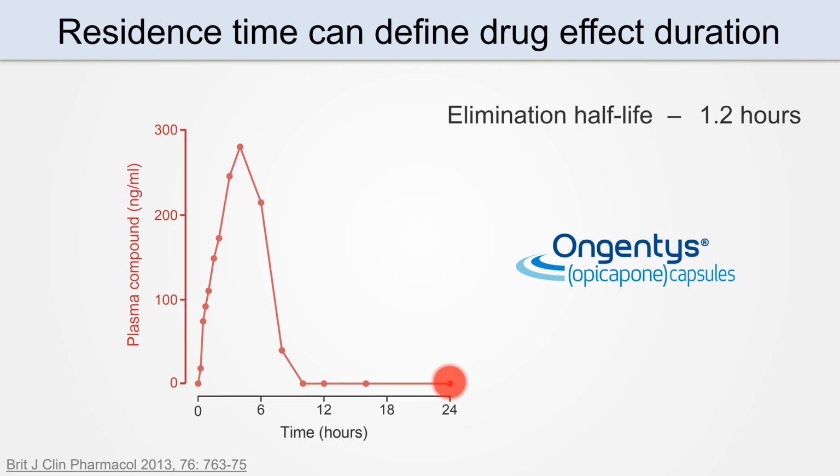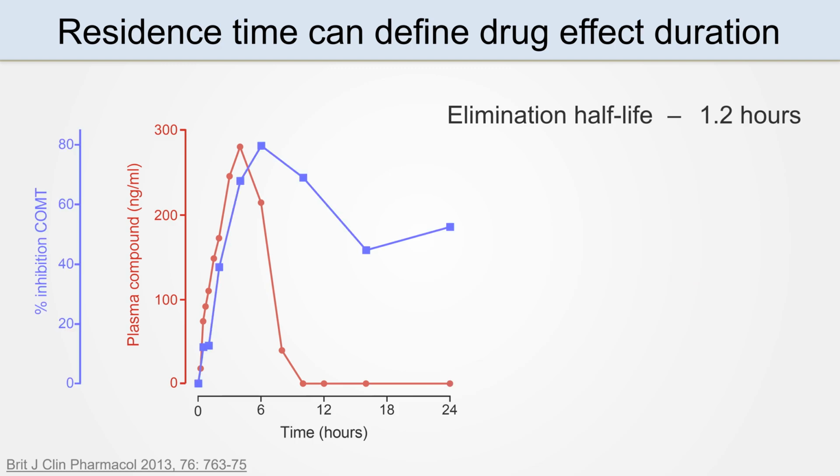Now let's bring in the drug efficacy. Here we're looking at target engagement by measuring inhibition of activity of the target, the COMT enzyme. In blue here is the target engagement over 24 hours after the dose. We can see clearly that engagement is sustained throughout the day here, and that the drug is effective long after the free drug has been cleared from the circulation.